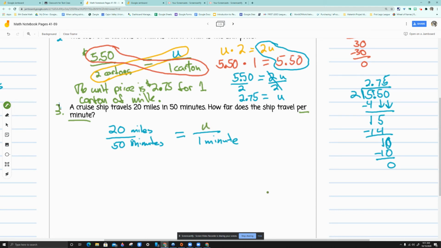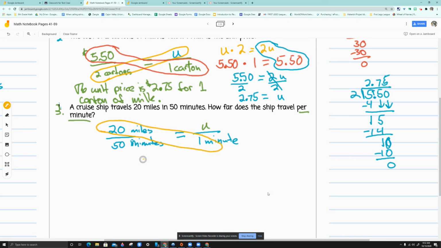All right, now some of you might see this and think, okay, I can already figure this out. I can turn a 50 into a 1 by dividing it by 50, and that means I have to divide 20 by 50 as well. So you could do that too. I'm going to use the butterfly method this time because I think that's the easiest for me to visualize, and I think many of you can rely on the butterfly method when all else fails.